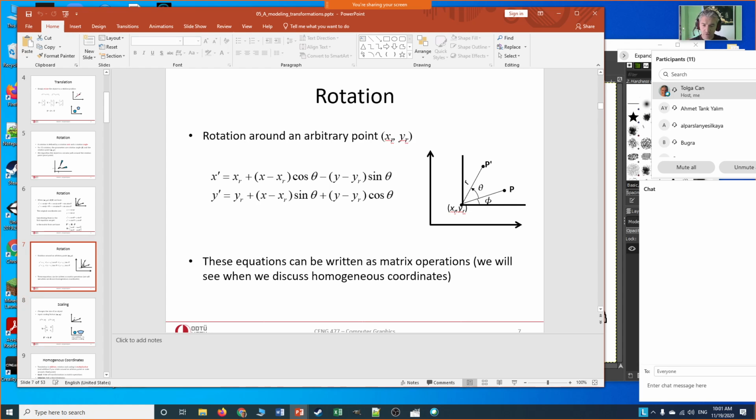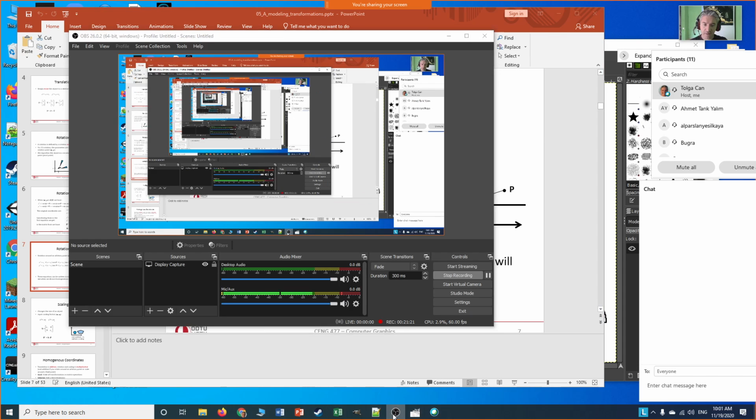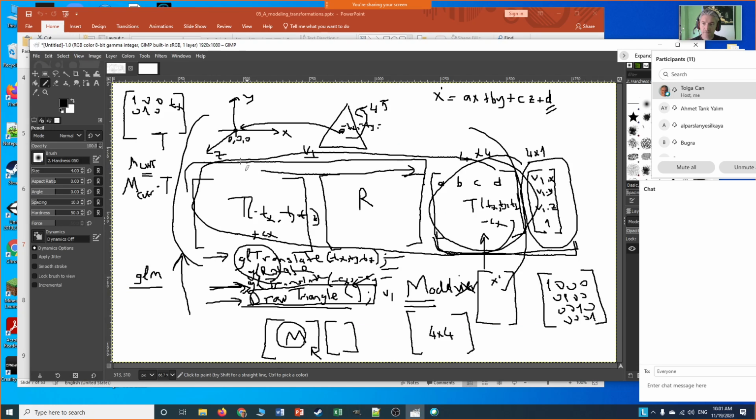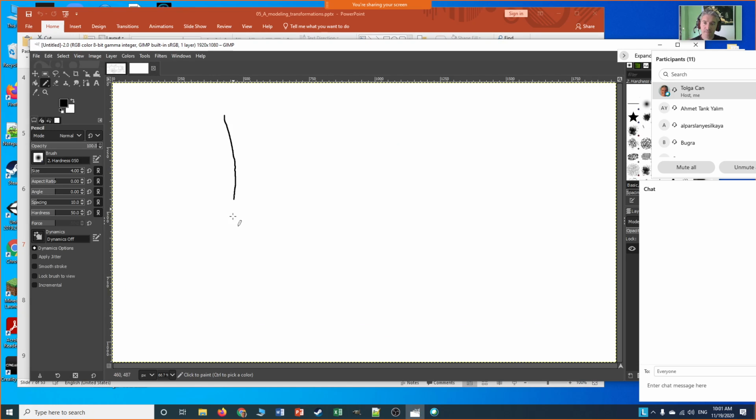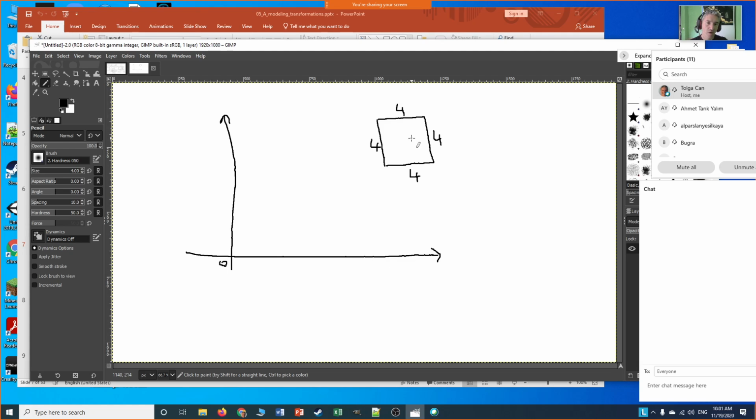All right, now let's talk about scaling next. How do we scale an object? In this new slide, let's assume I have a square with 4 units each side. I want to halve its size. I want to make it a smaller square in which each side is 2 units long. How can I do that? What kind of a transformation am I going to apply?